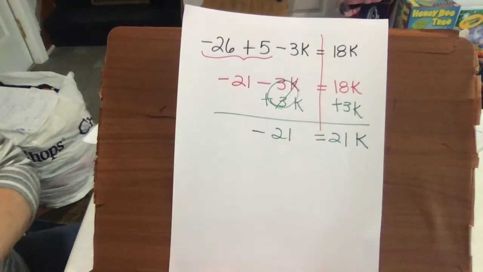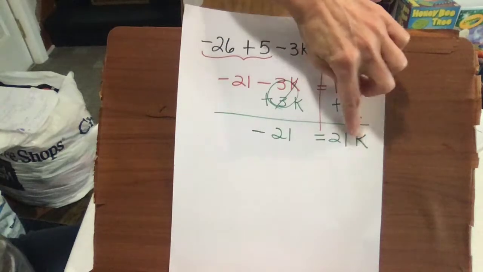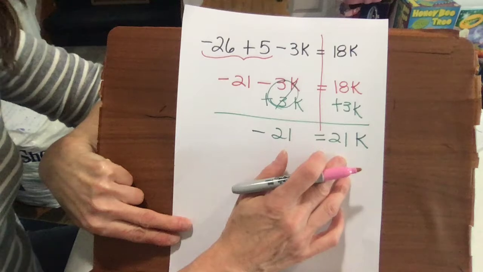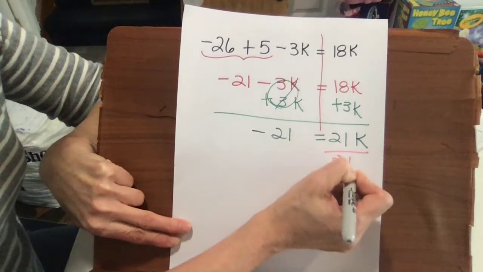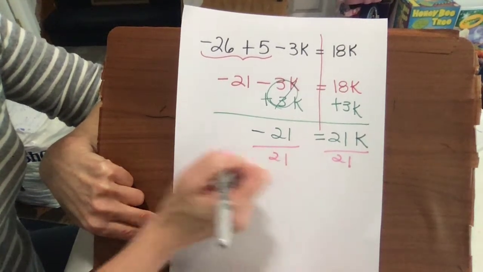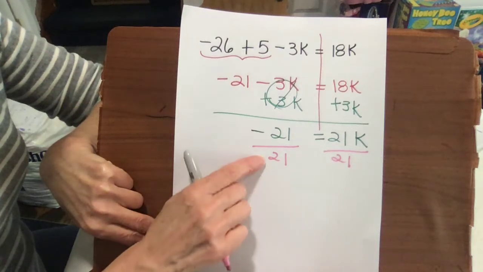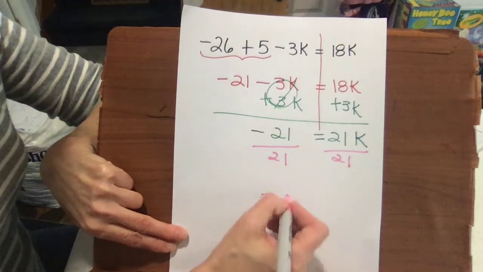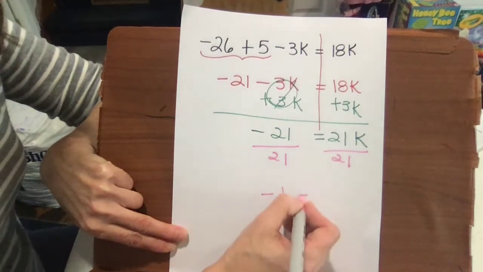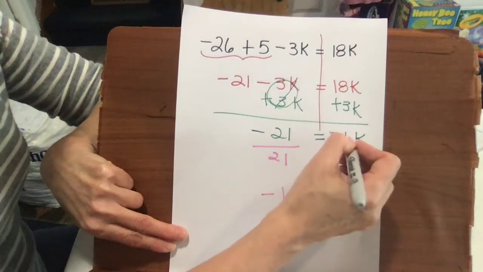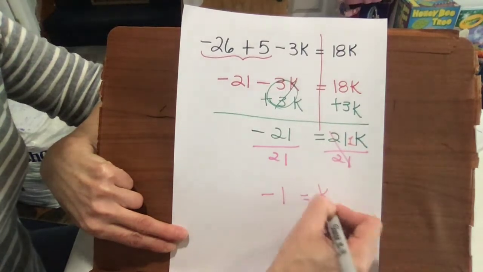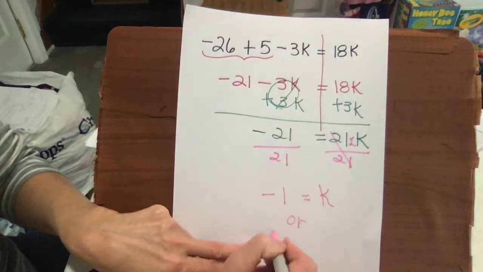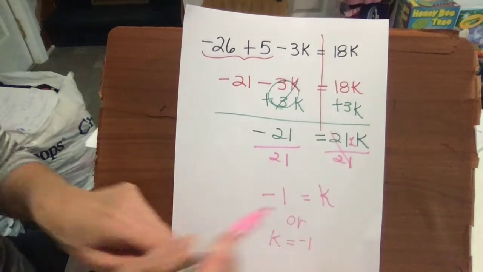All right, and we have to solve for k. Now k is on the right-hand side, but you still have to divide by what's next to k. And what's next to k is 21. And we're going to do that on both sides. Now we calculate a negative divided by a positive is a negative. 21 divided by 21 is 1, so that comes out to negative 1. 21 divided by 21 is 1, so that leaves us with 1k, or just k. So if negative 1 equals k, you can then say k equals negative 1.